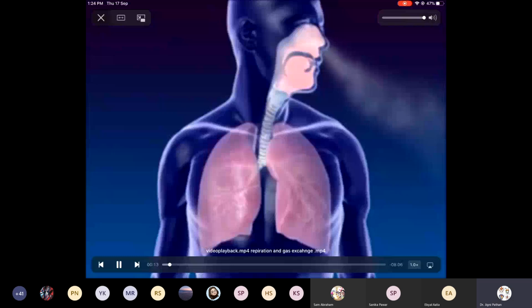Oxygenated air goes from the nose to the pharynx, trachea, bronchus, and alveoli. By the process of diffusion, oxygen in the air moves from the alveoli. Carbon dioxide moves from the capillaries to the alveoli. The video is not playing. This process is called respiration.